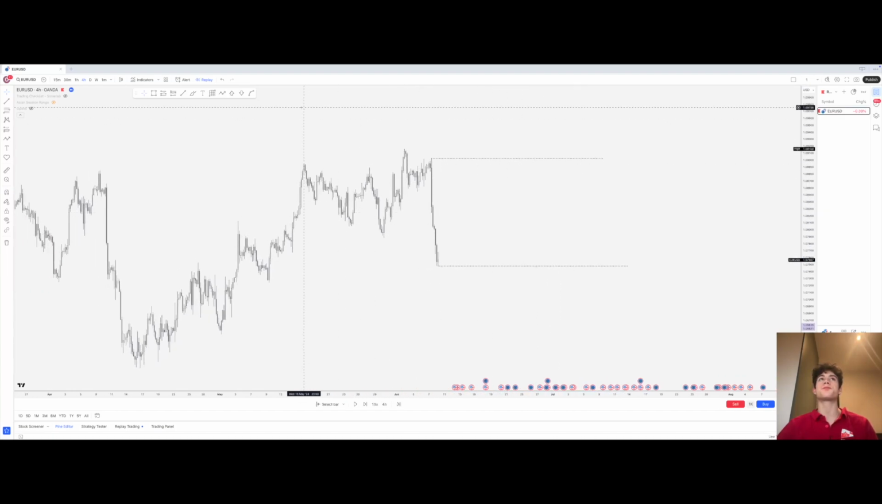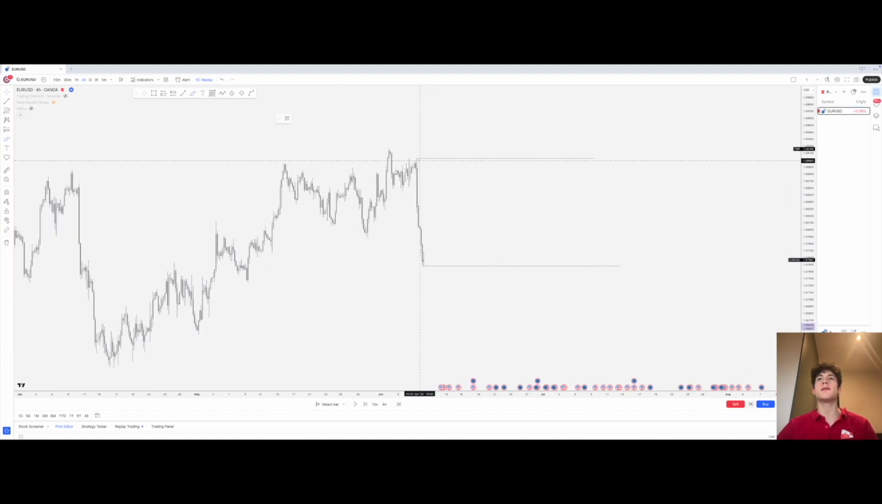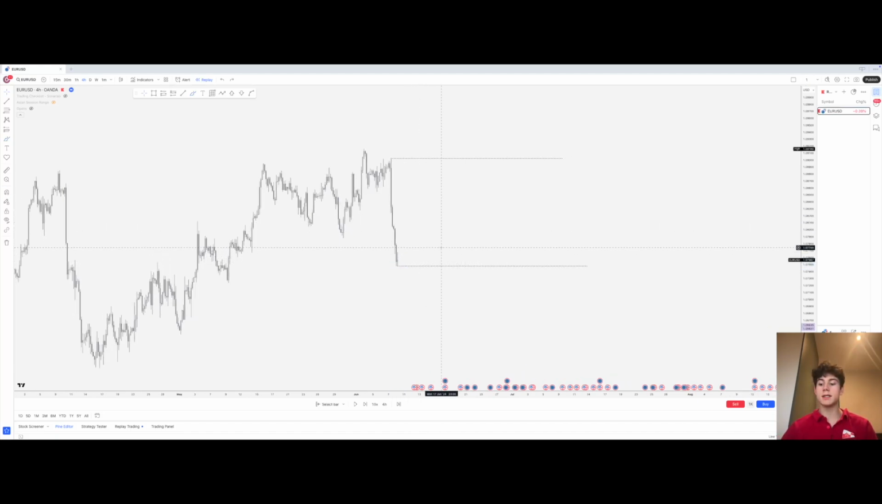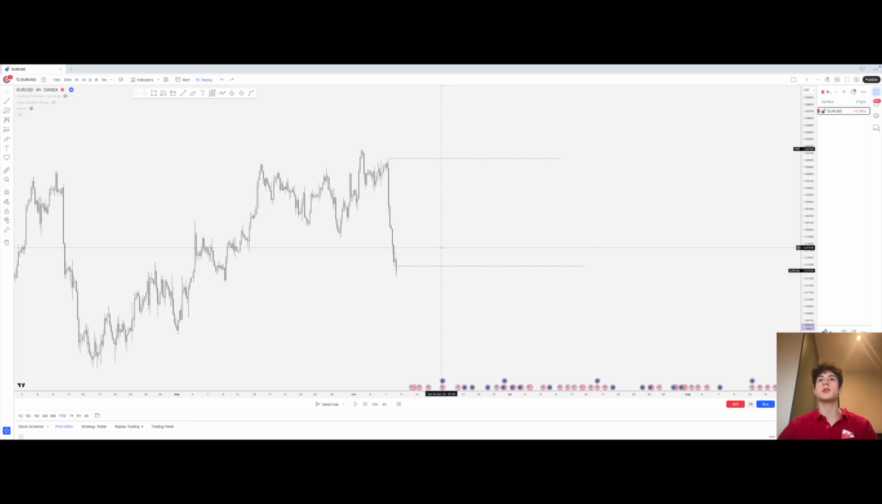So why is this the fractal high? Of course, because it is the highest point in this sell-off, right? This whole move is a sell, so the high of that move is a fractal high, and then this is your fractal low at the moment, but let's see how price moves.